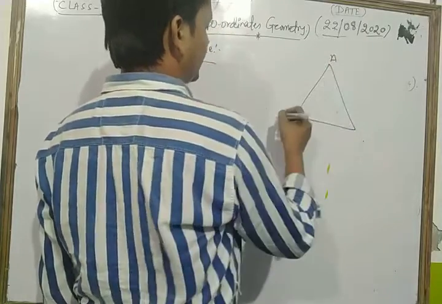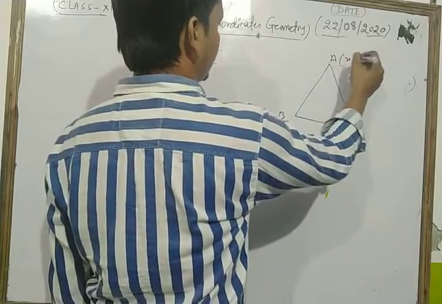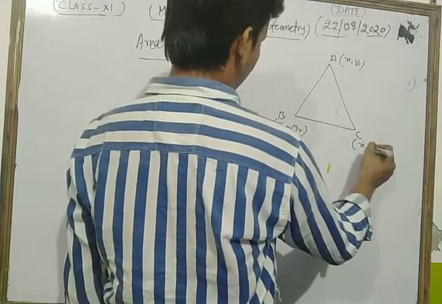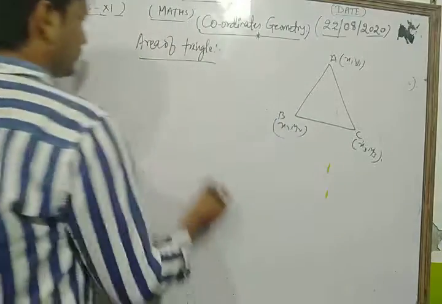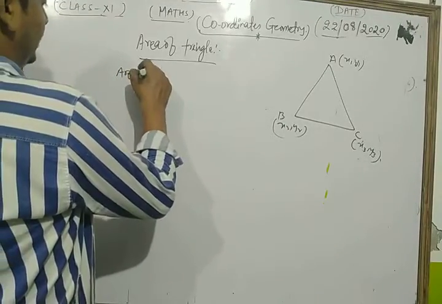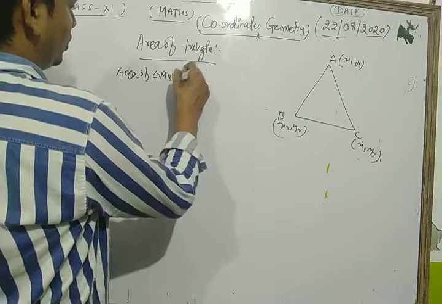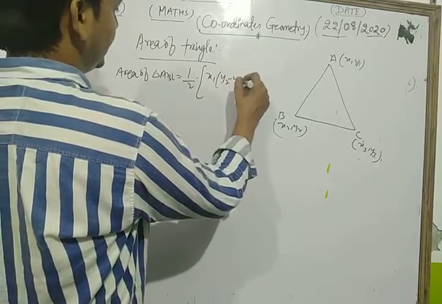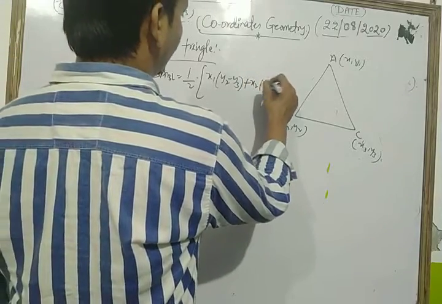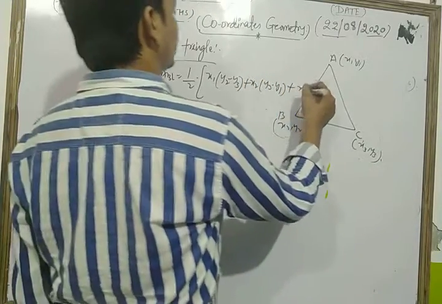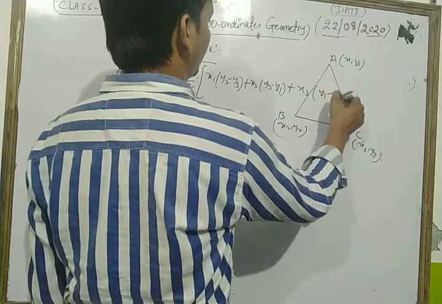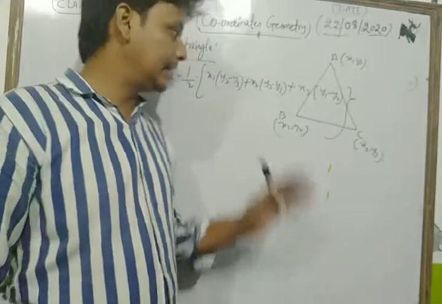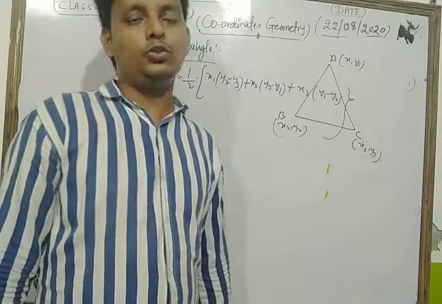If the three vertices of triangle ABC are (x1, y1), (x2, y2) and (x3, y3), then the area of triangle ABC is 1 by 2 in bracket x1 into (y2 minus y3) plus x2 into (y3 minus y1) plus x3 into (y1 minus y2). This is the basic formula to find the area of a triangle ABC.